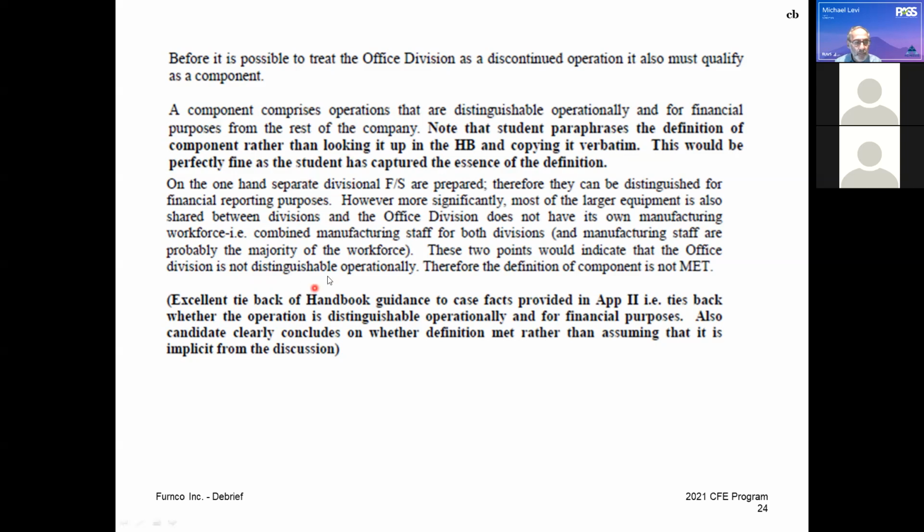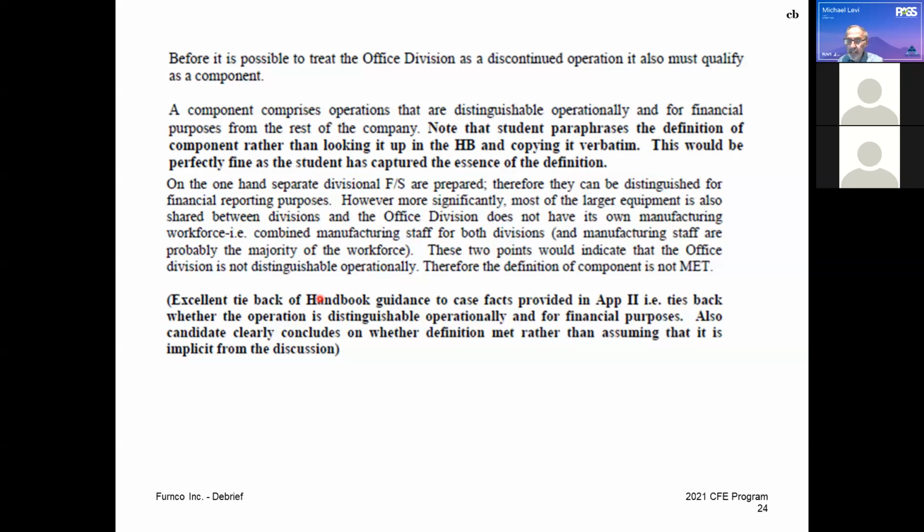Here is where the candidate does a splendid job of tying back to case facts. On the one hand, separate divisional financial statements are prepared, therefore they can be distinguished for financial reporting purposes. However, more significantly, most of the larger equipment is also shared between divisions, and the office division does not have its own manufacturing workforce. Combined manufacturing staff for both divisions, and manufacturing staff are probably the majority of the workforce. These two points would indicate that the office division is not distinguishable operationally, therefore the definition of component is not met. Beautiful, beautiful use of case facts.